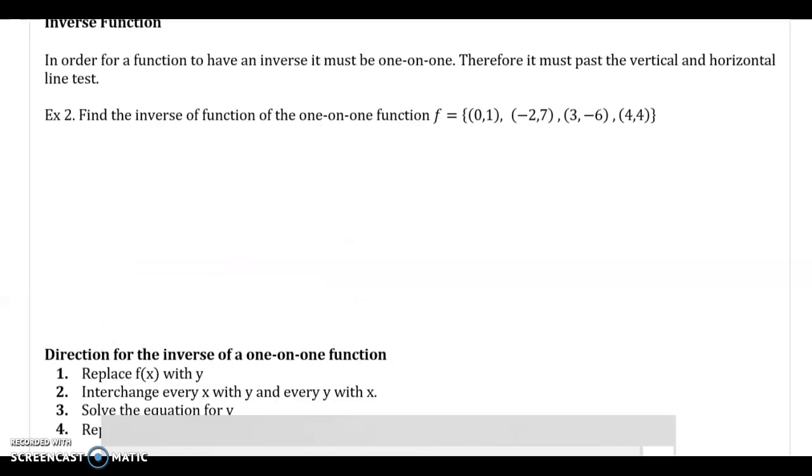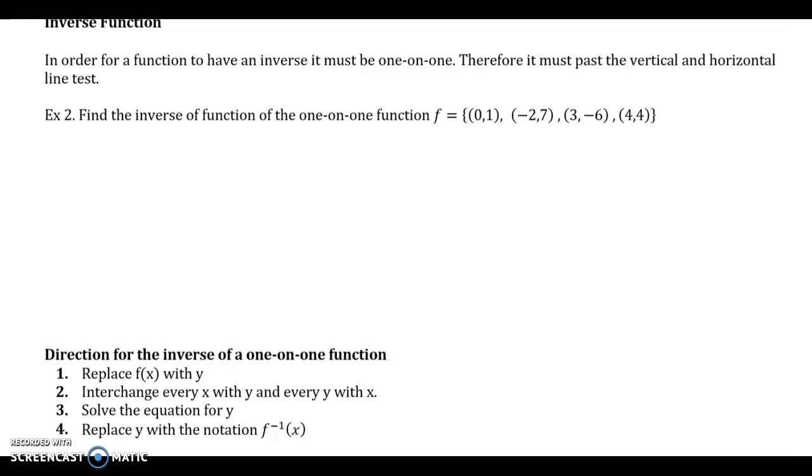The first example we are going to talk about says find the inverse of the 1-to-1 function f equals (0, 1), (-2, 7), (3, -6), (4, 4). So notice they're already telling you that it's a 1-to-1, so you could already start finding the inverse. The way to find the inverse is you switch the x and y's on each pair, or on each point.